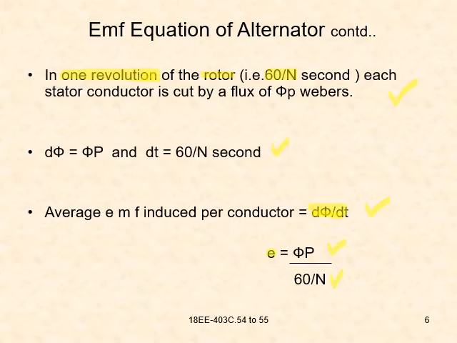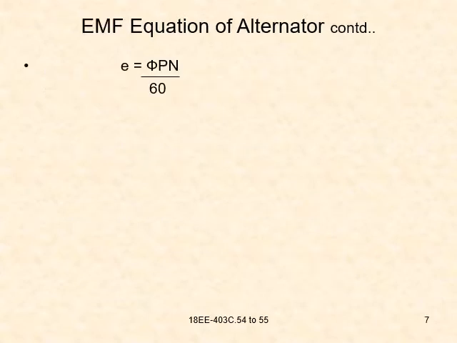Moving on to the next slide. So we got that the value of E is equal to φP by 60 by N. When we cross multiply, N goes to the numerator. So therefore E is equal to φPN by 60. And we also know that f is equal to PN by 120. This also we have seen in the previous classes, the relationship between poles, frequency and speed. From that we have got f is equal to PN by 120.